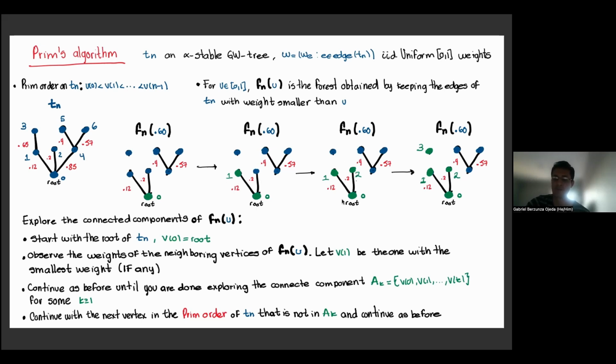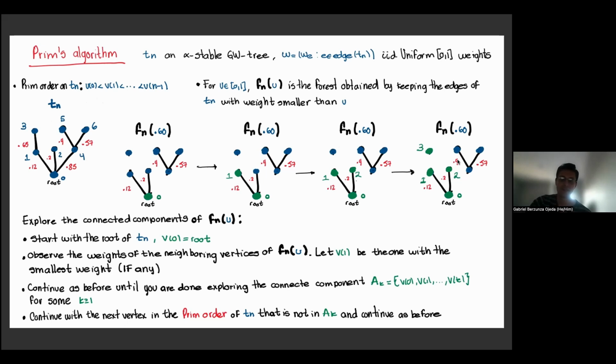When you finish exploring a connected component, you choose the next vertex among those you have not explored before, according to the original Prim order on the tree. Since you have explored these 3 vertices, the next one according to the original Prim order will be this one, which is the isolated one, right? And you move to this one. I guess you understand the idea. You move to the next one, and then you always go to the neighbor whose edge has the smallest weight.